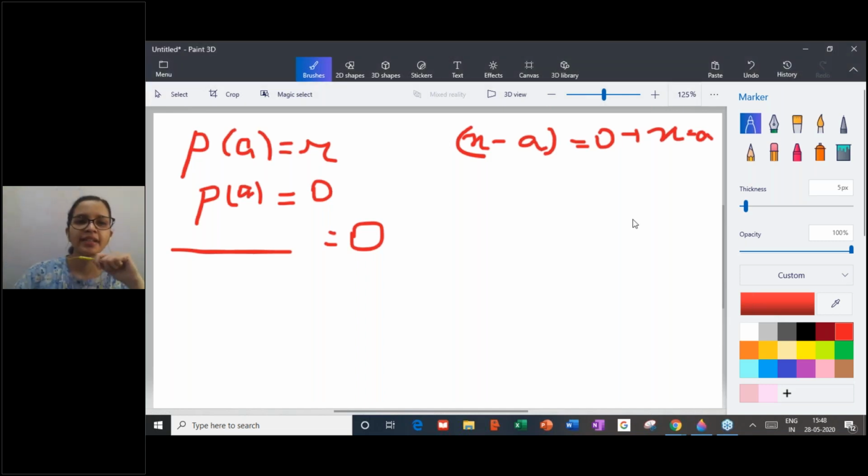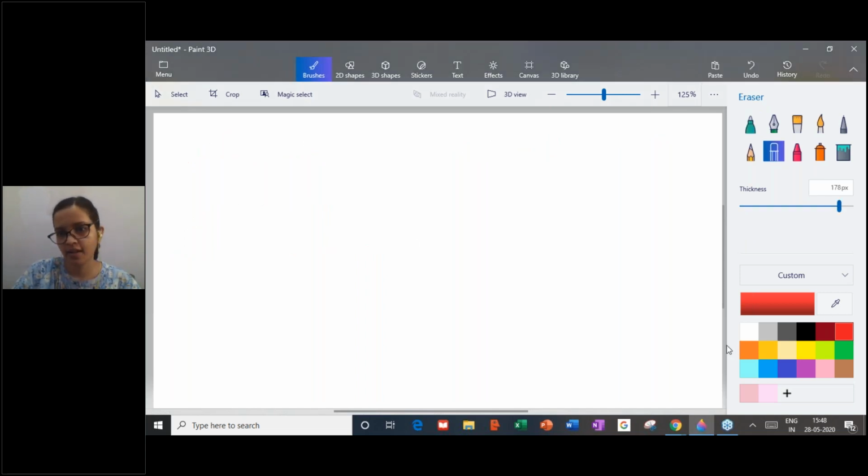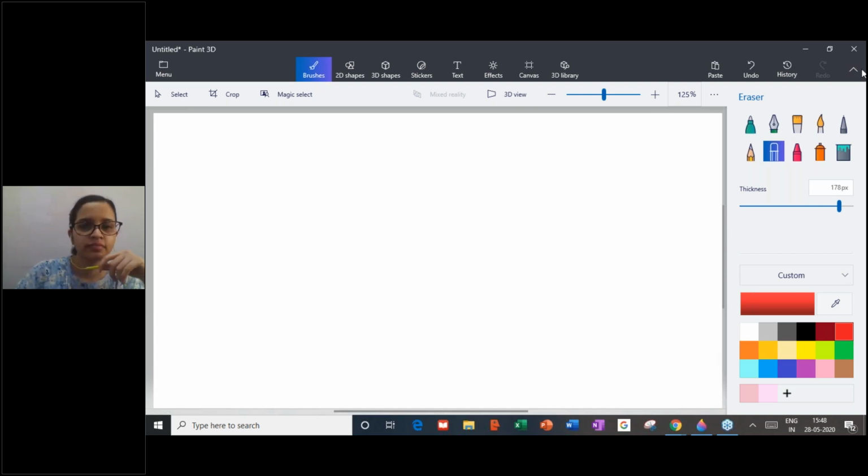Okay, anybody else having any question? Okay, so now you know how to factorize a polynomial. Everybody knows, I guess. I'm guessing. Right? How do you do it? You split the middle term.